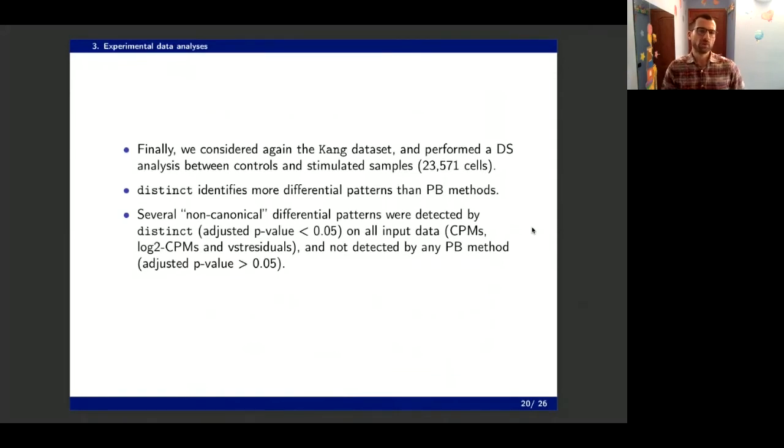And lastly, we took again the Kang dataset, and this time we perform a differential analysis looking for actual patterns between controlled and stimulated samples. We found firstly that Distinct identifies more differential patterns than pseudo-bulk methods, as expected. And we also found several, well, according to my judgment, interesting non-canonical differential patterns that were identified by Distinct on all 3 input data, and that were not detected by any of the 5 pseudo-bulk approaches I showed.